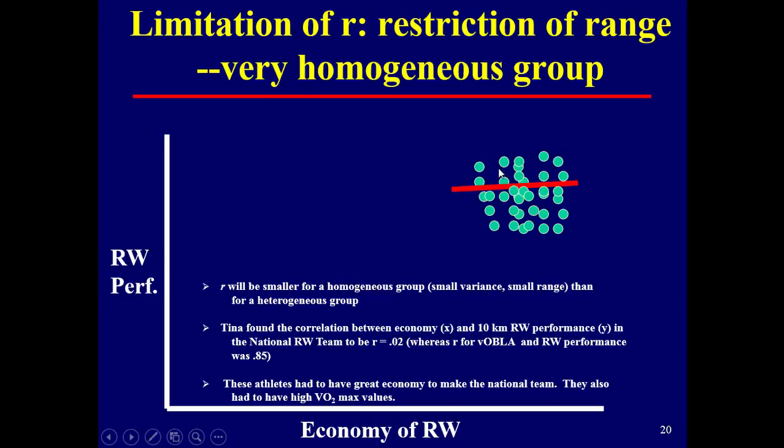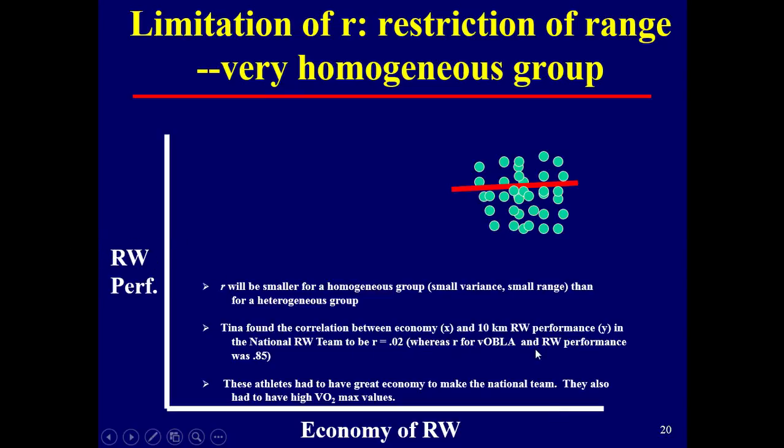The group is very homogeneous with regard to their economy. They're very homogeneous with regard to their race walk performance, and so the actual correlation between these two variables that I hypothesized were going to be key in my research was actually R equals 0.02, okay? So there was, in fact, pretty much zero correlation between how economical these women were and how well they performed in race walking.